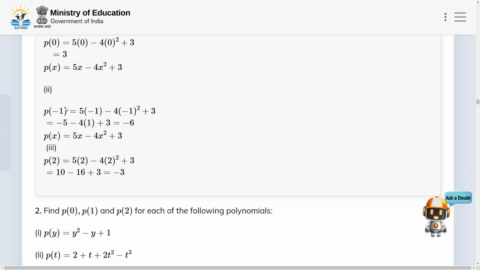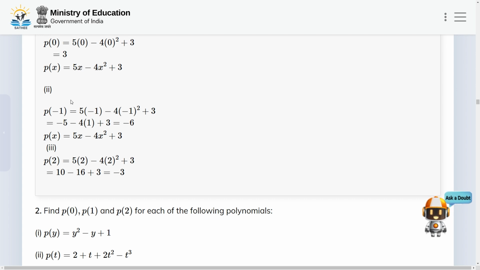And for the second one, here if we substitute x is equal to minus 1, then we get p of minus 1, this is equal to 5 times minus 1 minus 4 times minus 1 square plus 3. Okay, so if we simplify it, then we will get this is equal to 5 minus 4 into 1 plus 3, that is equal to minus 9 plus 3, that is equal to minus 6. Okay, so the value of p of x is equal to 5x minus 4x square plus 3 at point x equal to minus 1 is minus 6.